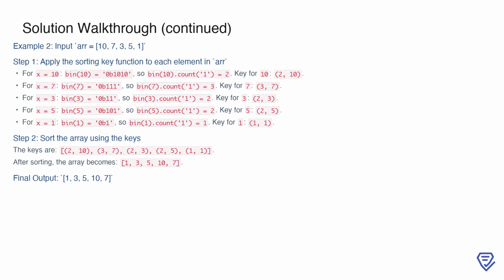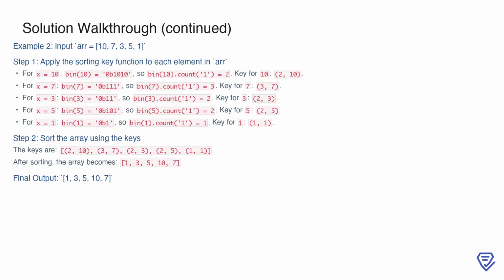For 3, the binary is 0b11, with two ones, resulting in the key 2, 3. Similarly, for 5, the binary 0b101 has two ones, so its key is 2, 5. Finally, for 1, the binary 0b1 contains one 1, making its key 1, 1. With these keys, the array can now be sorted.